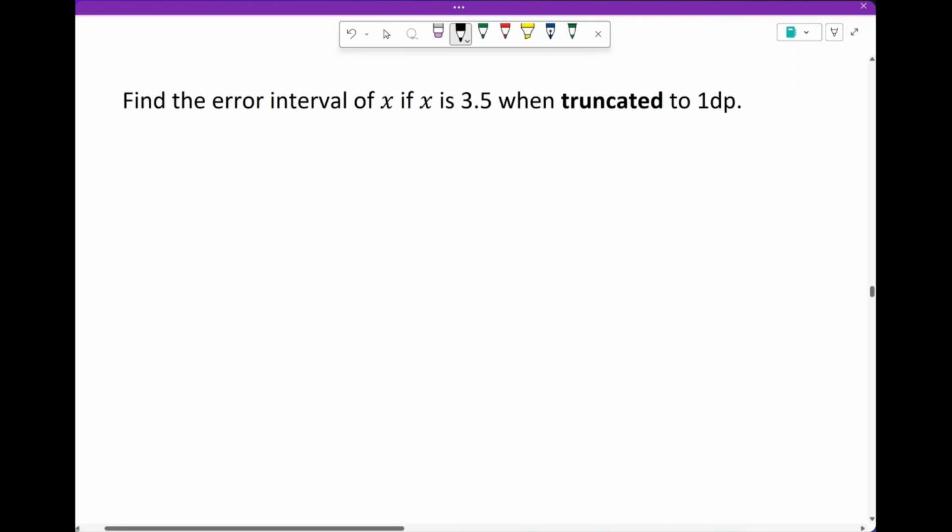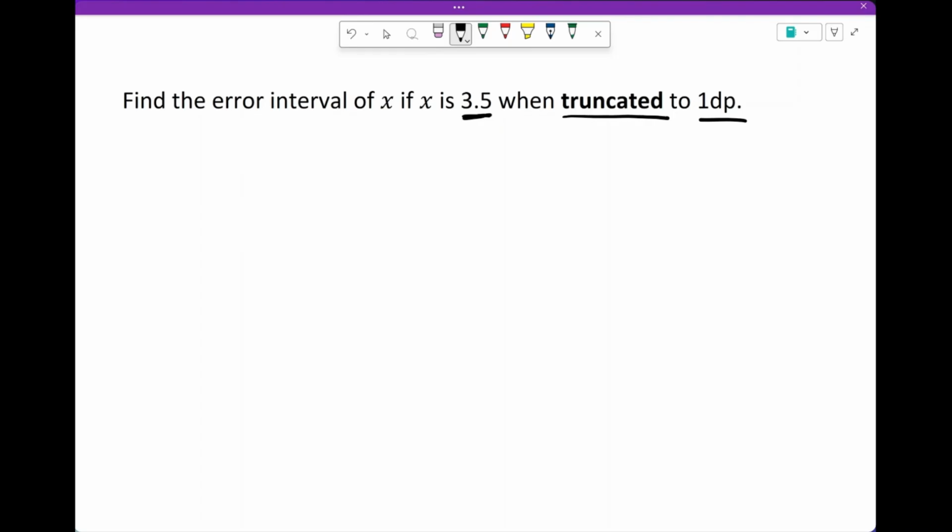It says find the error interval of x if x is 3.5 when truncated to 1 decimal place. So 3.5 is the result after the truncation, and we need to find the upper bound and the lower bound to be able to write our error interval. So what could this number have been before the truncation?